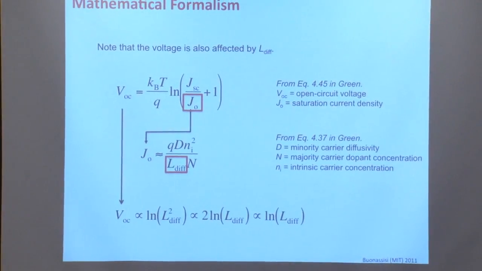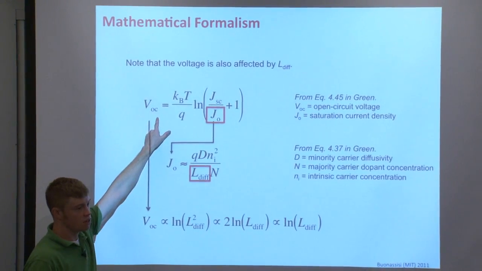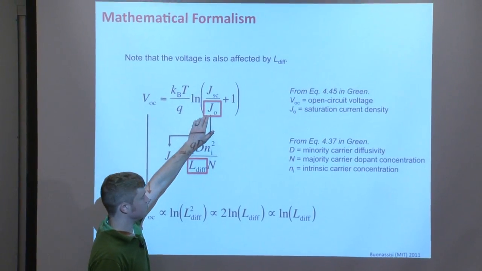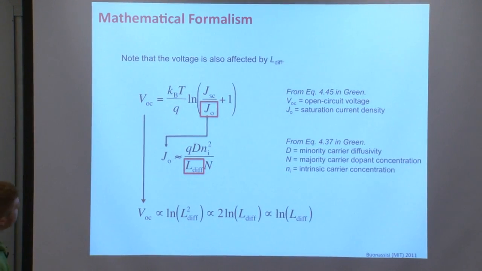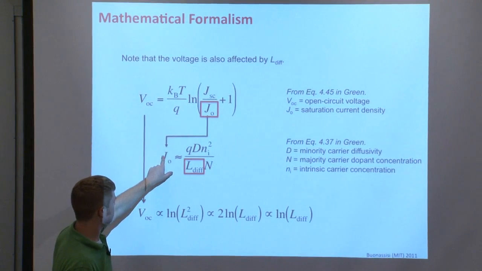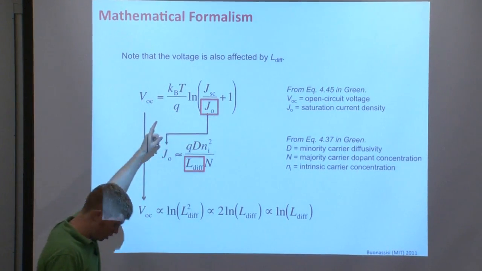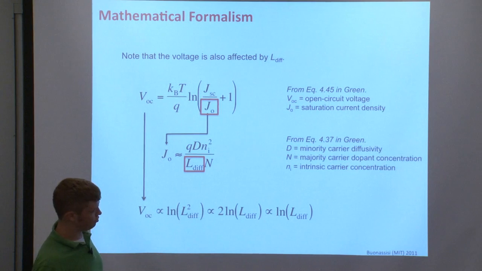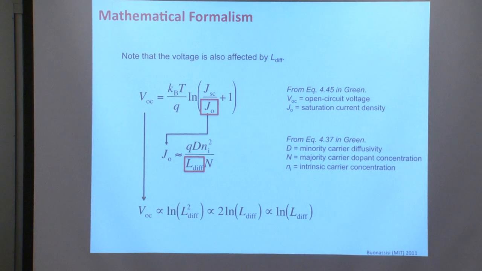Okay. And so there's also this other loose dependence of VOC on your diffusion length. And so if you recall from a few lectures ago, this is your equation for VOC. It's dependent on your short circuit current, temperature, and your saturation current, which you can also often think of as your reverse bias current. And your saturation current is dependent on your diffusion length. JSC, if you recall, was linearly proportional to the diffusion length. So the VOC actually scales with the natural log of the square of the diffusion length. And if you pull out that exponent, it just scales with the natural log of your diffusion length.